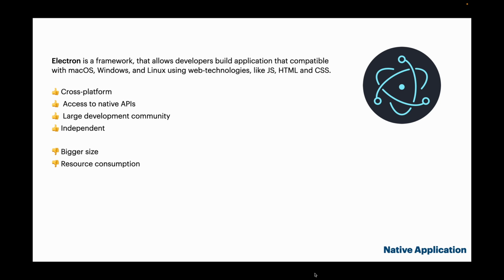It's independent. Electron works separately from the browser. It's an independent instance of Chromium. However, it has bigger size. Electron apps tend to be larger in size compared to PWAs, as they include a bundled version of Chromium along with your app code. Since Electron apps run a separate instance of Chromium, they can consume more system resources, leading to potentially higher memory usage.